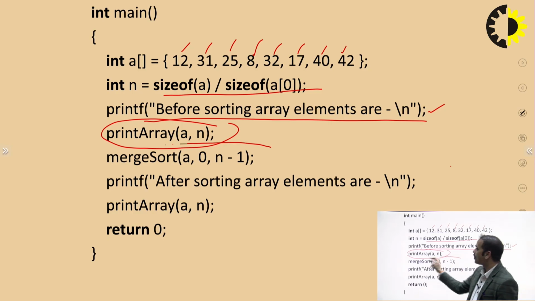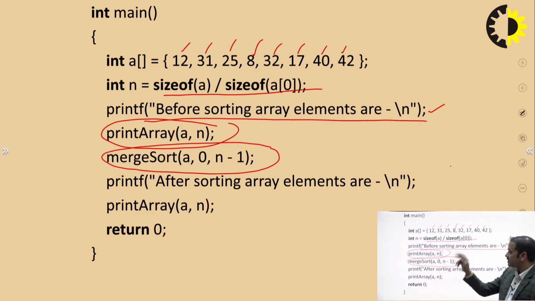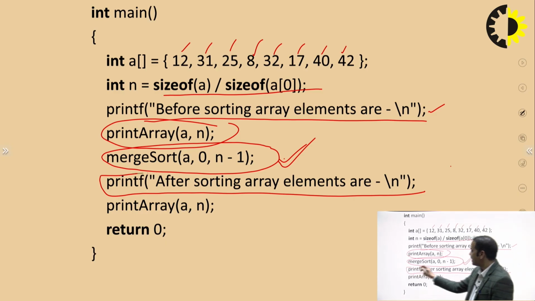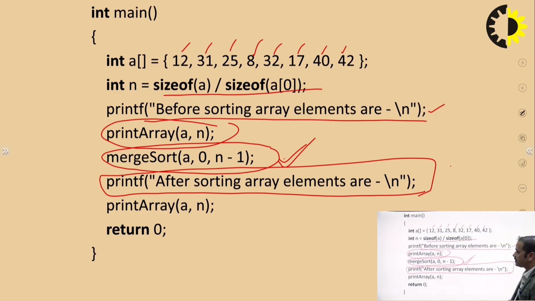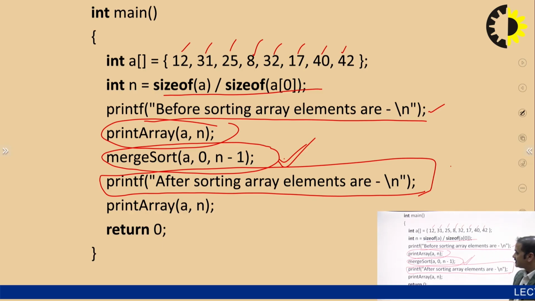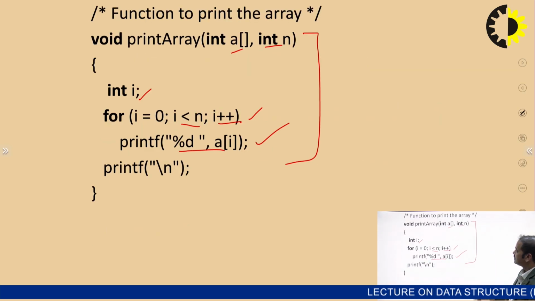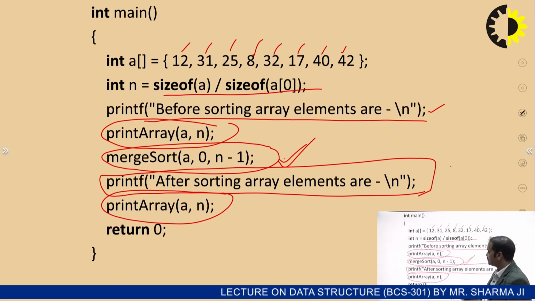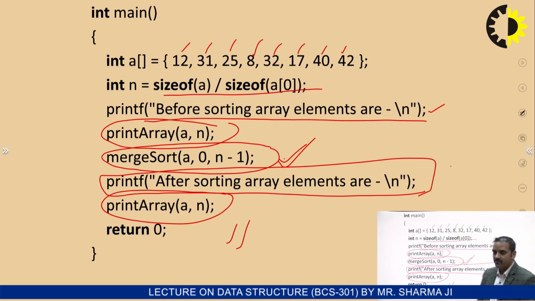This is the merge sort, which shows how the merge sort function is called. After sorting by using this function, we call the printf function again, and this printf function prints the final result after the sorting. And this is the print array which is used to call the function. This is our final code, and this is the return statement.